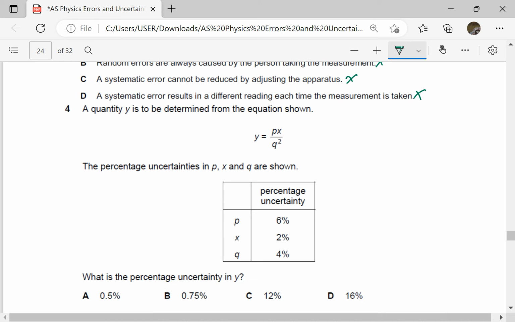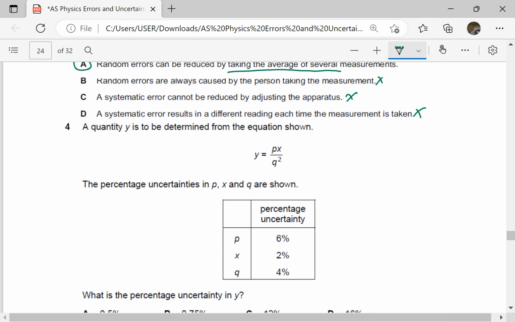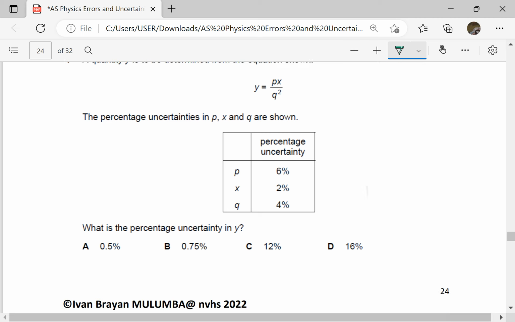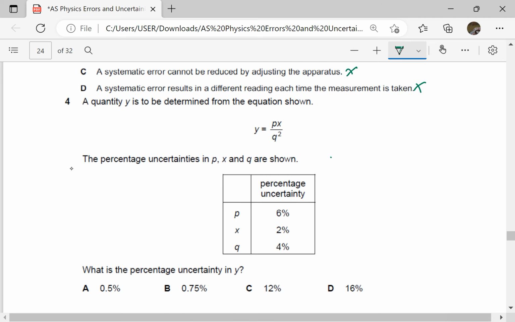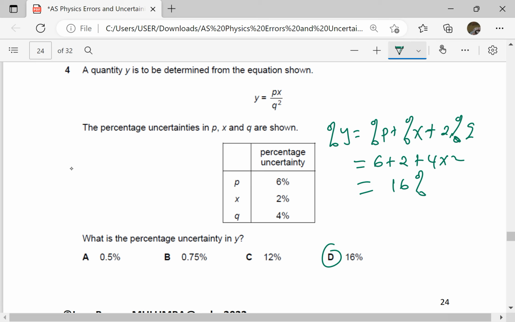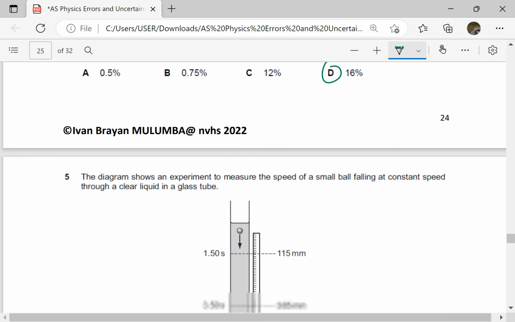A quantity Y is to be determined from the equations. Y is equal to that. The percentage uncertainties in P, X, and Q are shown. What is the percentage uncertainty in Y? So percentage in Y is going to be percentage in P plus percentage in X plus twice percentage in Q. So this is 6 plus 2 plus 4 times 2, which gives us 16%. So the answer there is D.